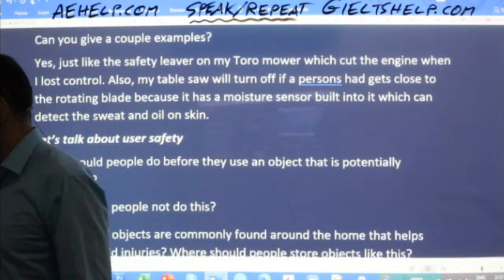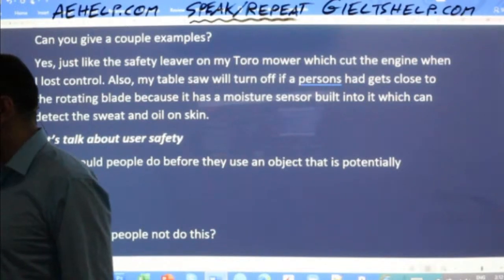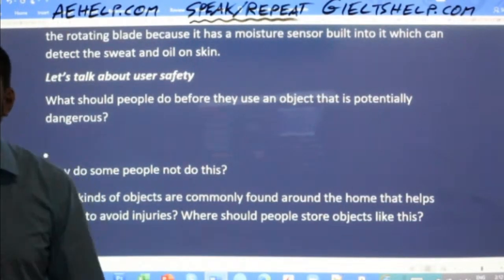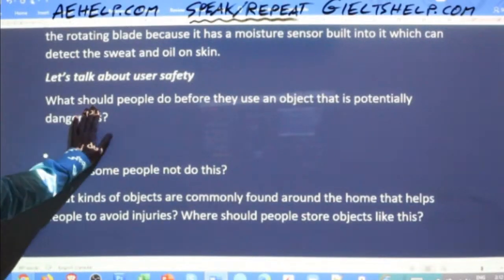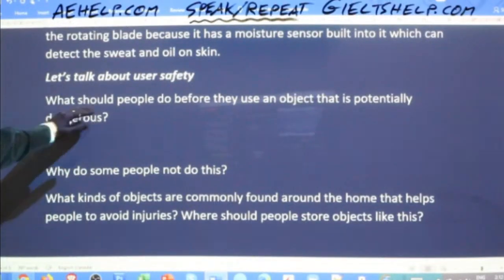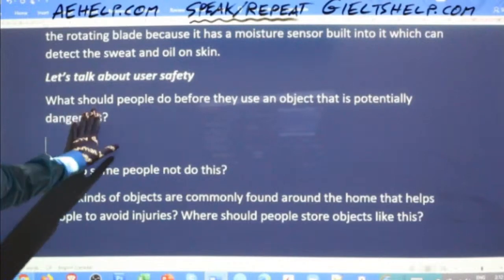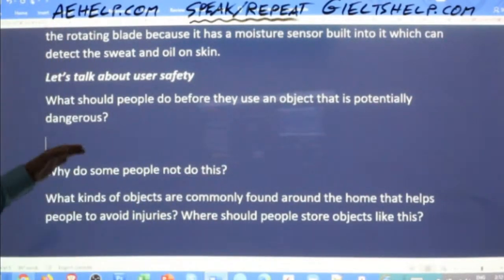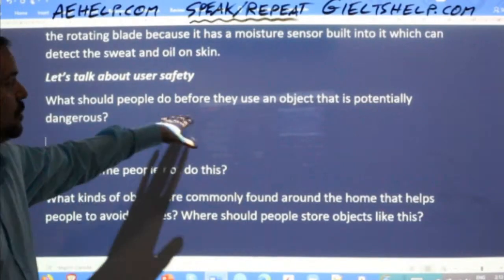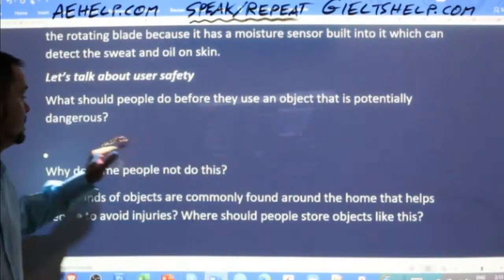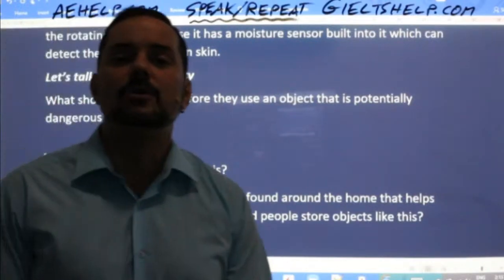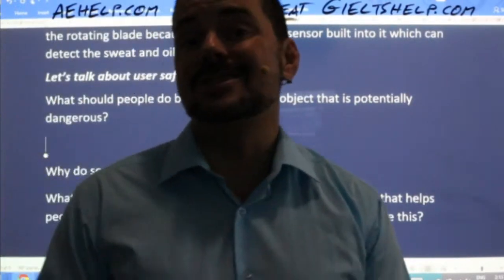This is a suggestion. So make sure that you're suggesting here. Now, there are different ways to suggest: should, ought to, must, need to. That's the kind of language that you're looking for here. So what should people do before they use an object that is potentially dangerous? Give me a nice full sentence answer for this question.